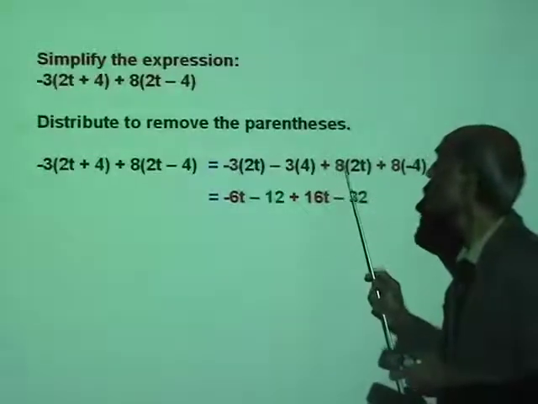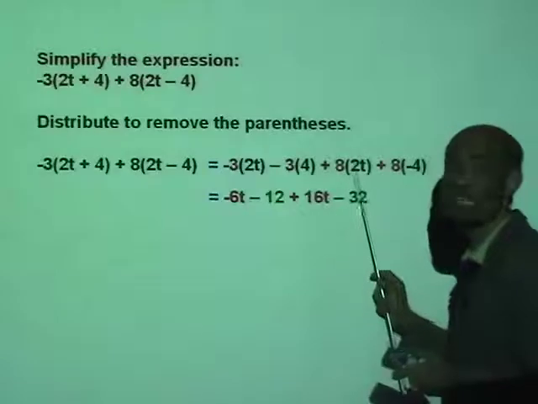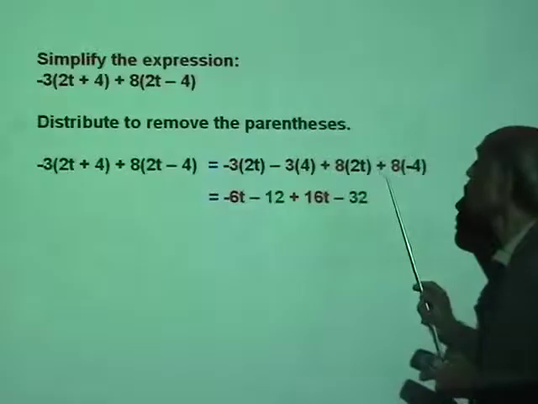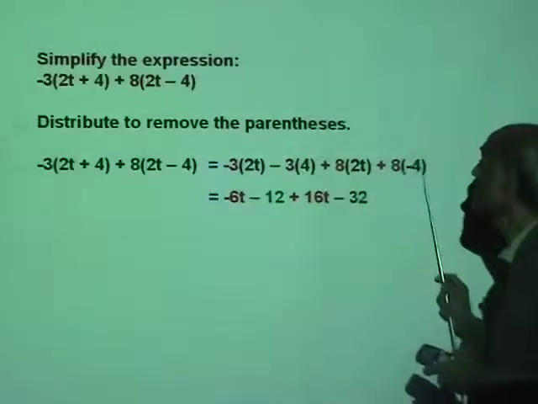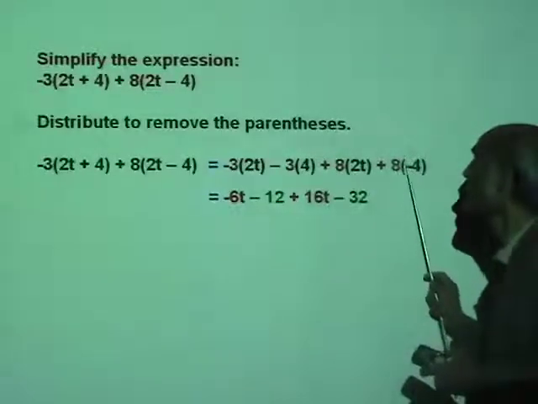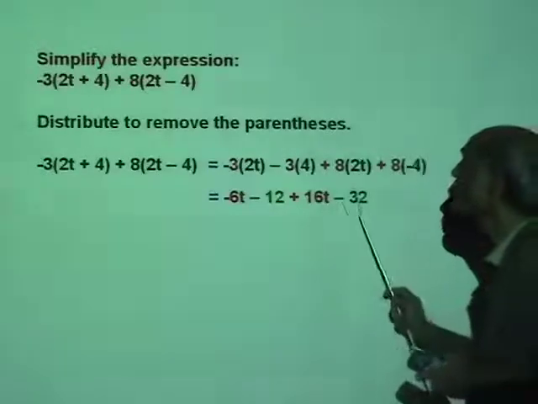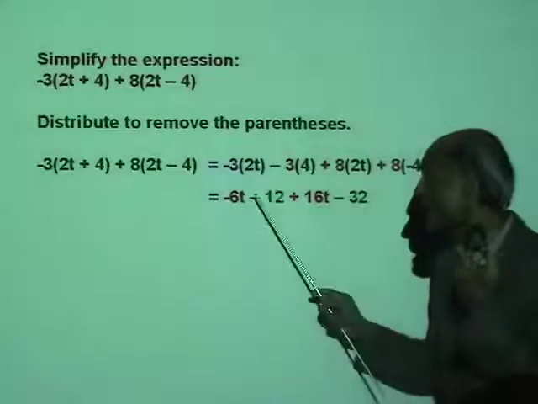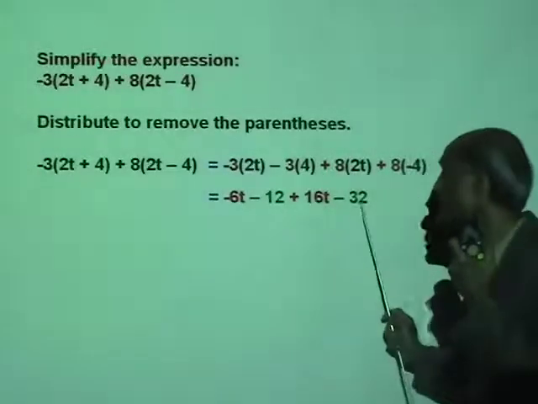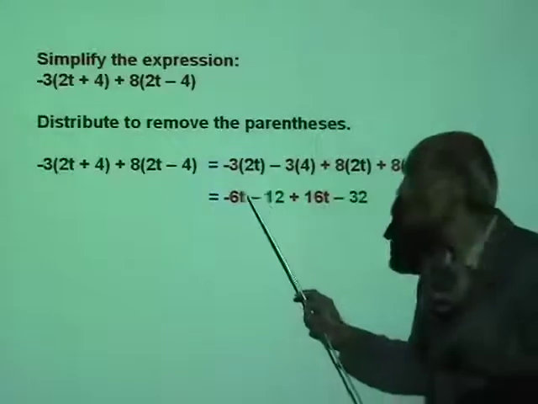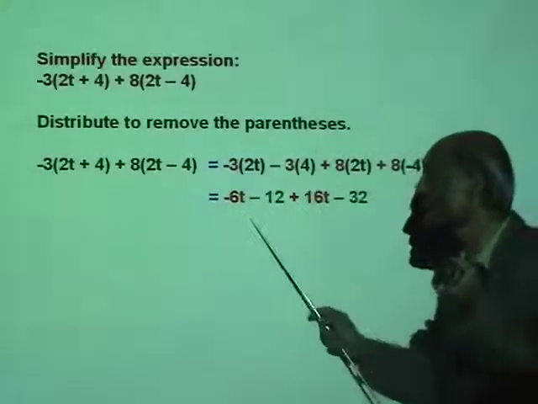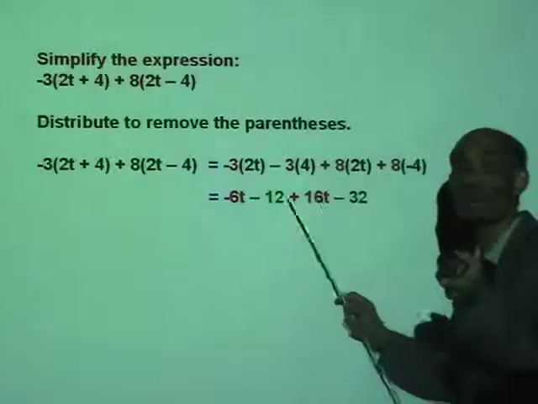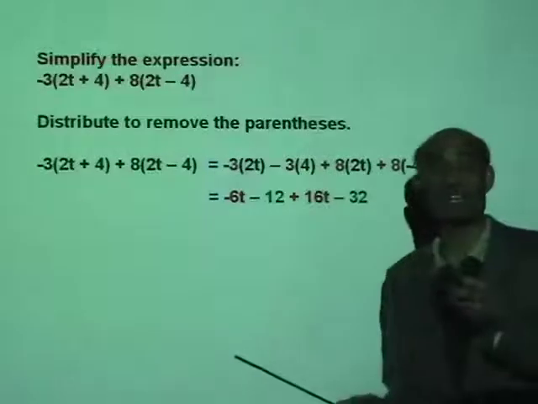And what is 8 multiplied by 2t? Is positive 16. And positive 8 multiplied by negative 4. Positive 8 multiplied by negative 4 is negative 32. Now why have I used red color and green color here? To identify your like terms. The terms that contain t are like terms and the numbers are like terms.